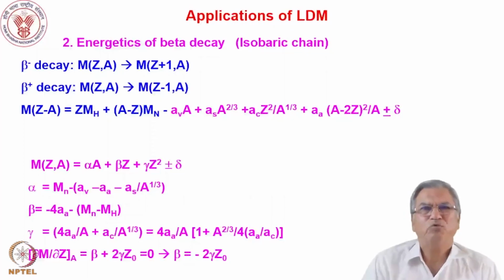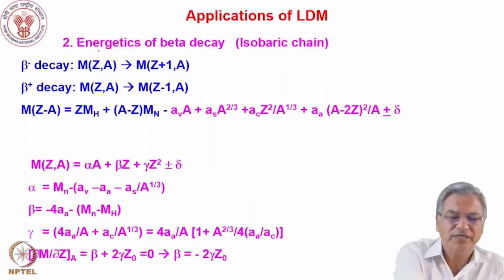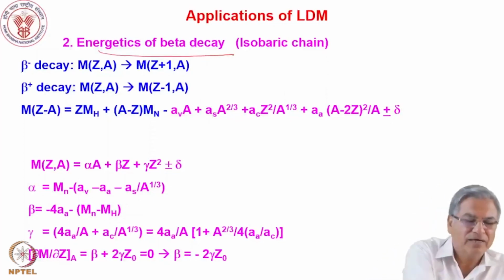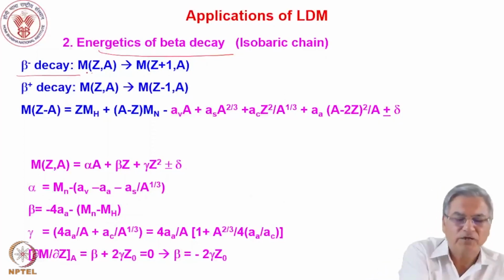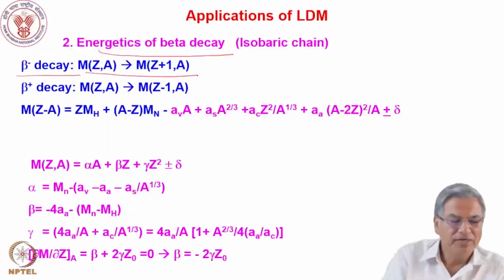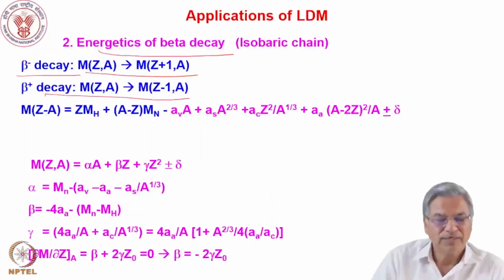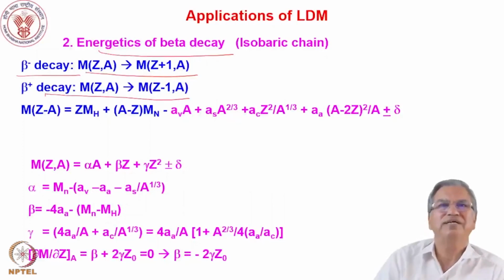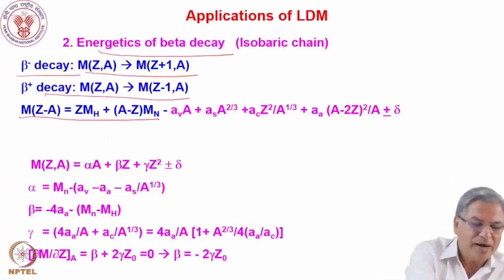One of the most important applications of the liquid drop model is to predict the energetics of beta decay in an isobaric chain. We know that beta minus decay occurs in an isobaric chain, and in this process the atomic number is increased by 1, while in beta plus decay the atomic number decreases by 1. Now let us try to calculate the Q beta for beta decay, and then we will see the systematics of the Q beta decay.